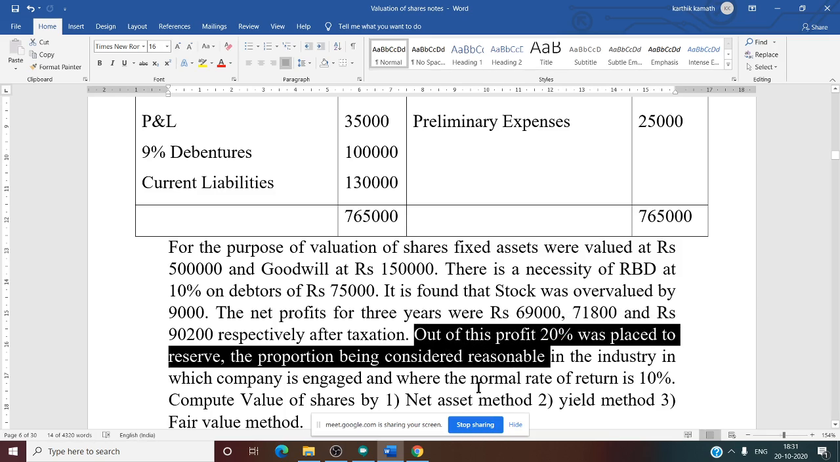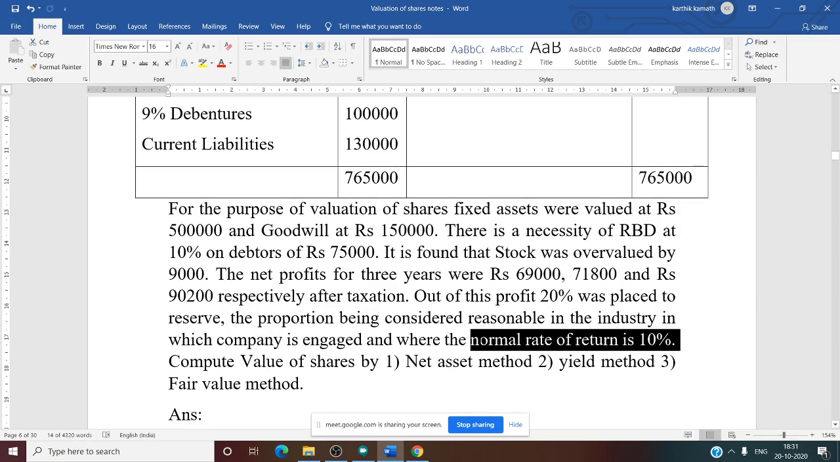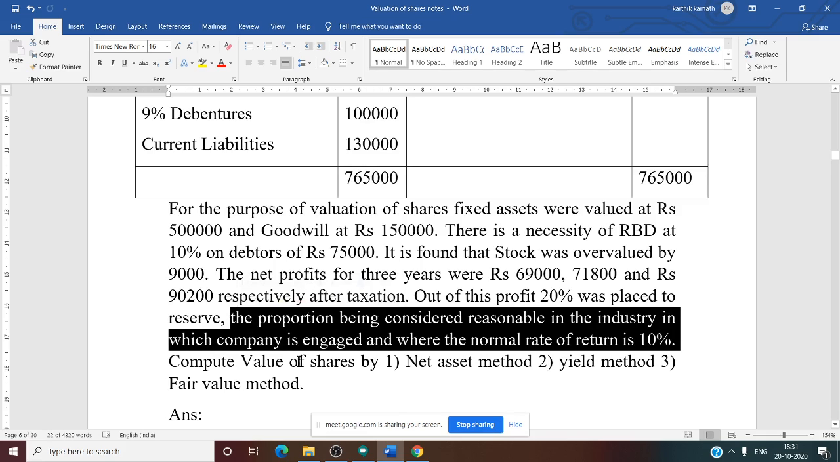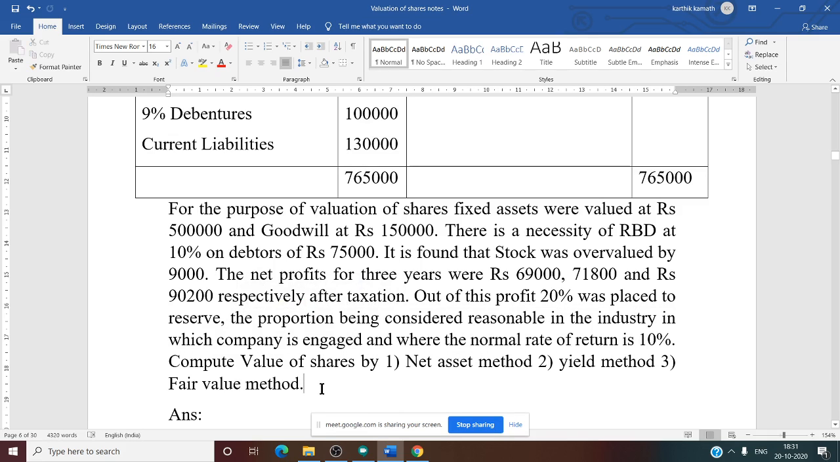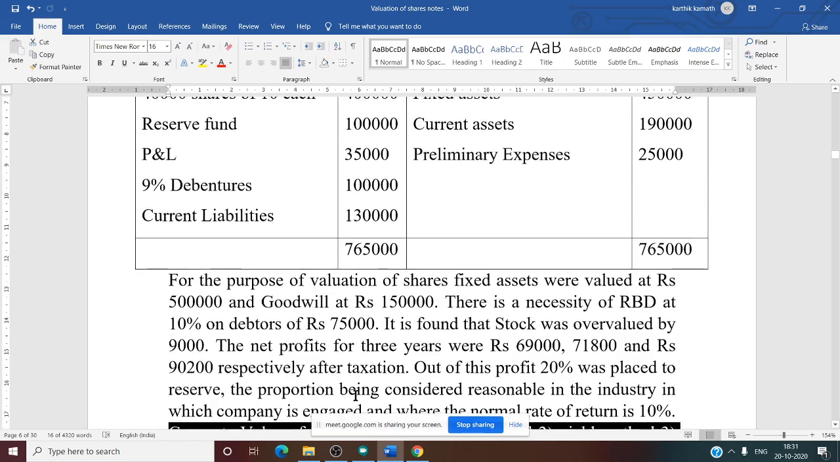The proportion is being considered as reasonable in the industry in which the company is engaged, and the normal rate is 10%. This is nothing but NRR. Normal rate of return is 10%. You are required to value the share under all three methods. What are our three methods? Net asset method, yield method and fair value. Okay, so this is our problem.